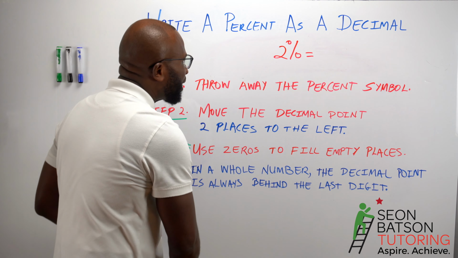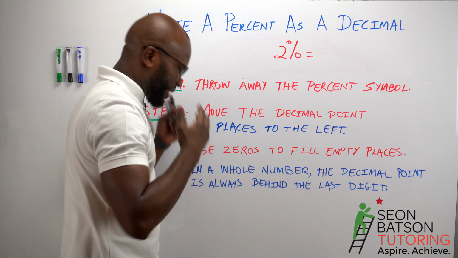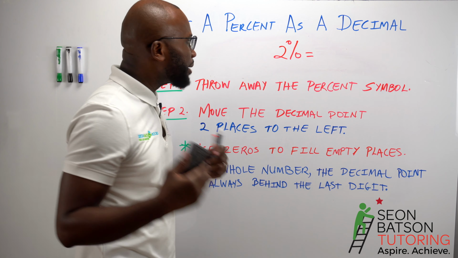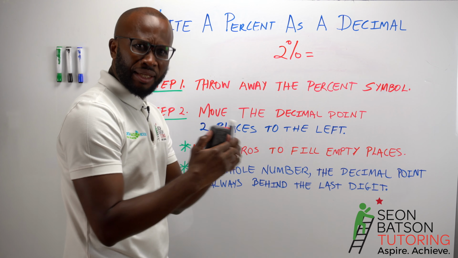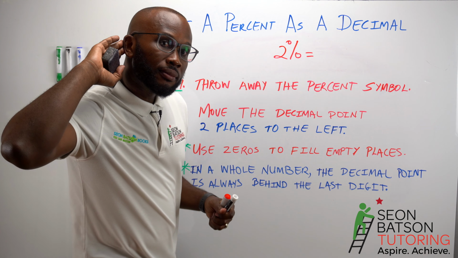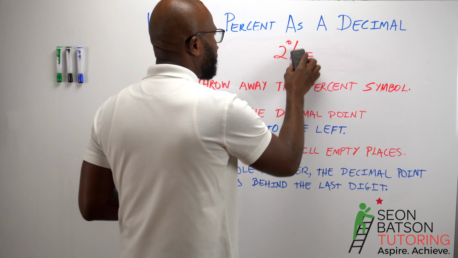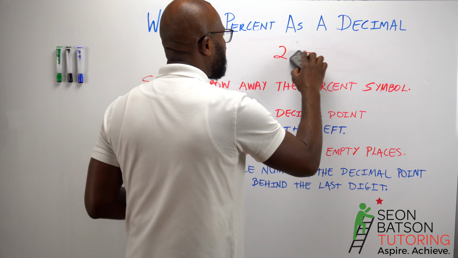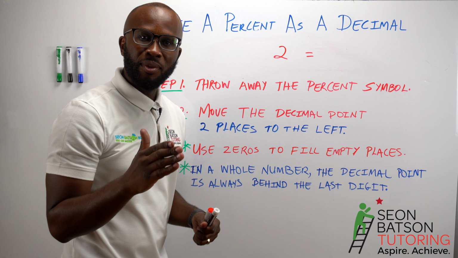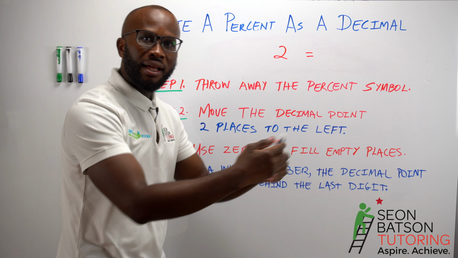Welcome back. I know you guys are excited to prove that you have mastered this concept, yes? So let's go. Step 1, we are going to do what? Throw away the percent symbol. Very good. We don't need it anymore. And then step 2, we are going to do what? Move the decimal point 2 places to the left.